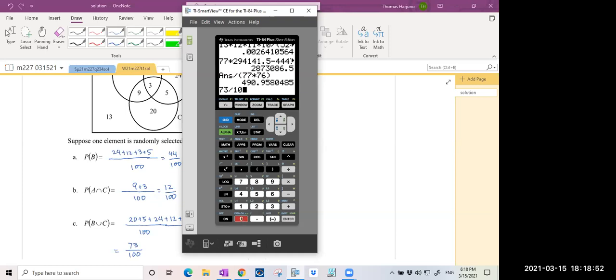So 73 over 100. And then go to math, then frac, convert to frac, enter. If that fraction is the simplest, then it will show the same, like this. Okay, thank you. Sure.